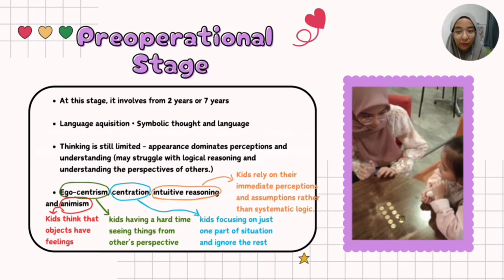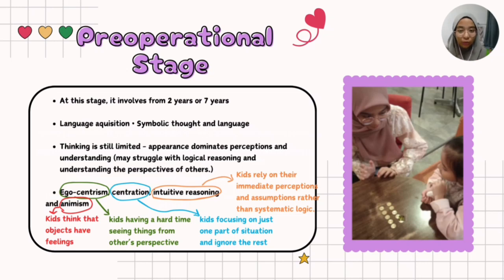The second one is centration. Centration is the tendency to focus on only one aspect of a situation while neglecting other important factors. Children in this stage may fixate on the most visually striking aspect of an object and ignore other relevant characteristics.